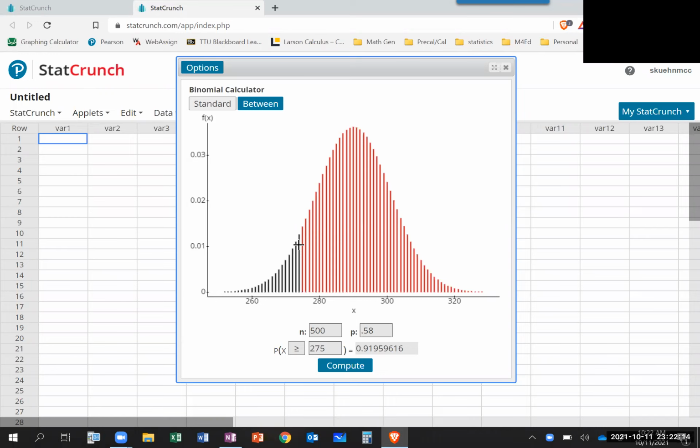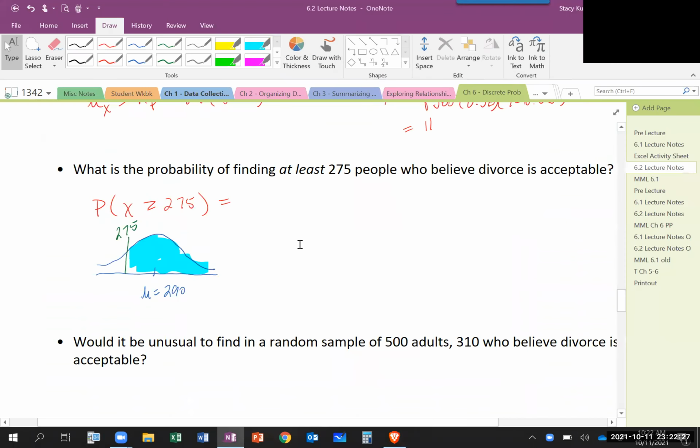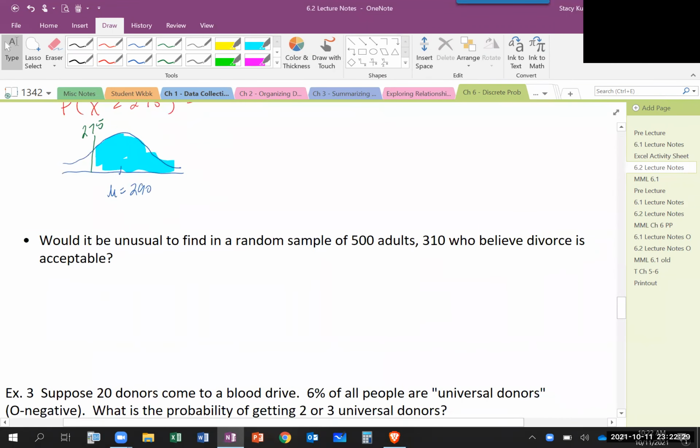Okay, would it be unusual for us to find in a random sample of 500 that 310 believe divorce is acceptable? Well, let's write that down first before we throw it into the calculator.